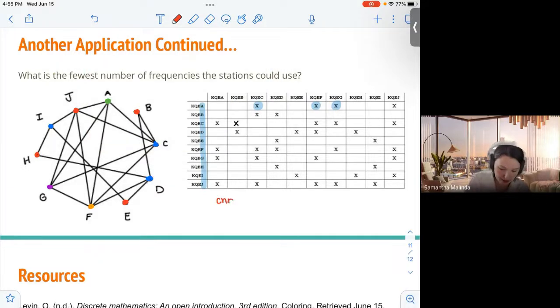So the chromatic number here, and hopefully you did this on your own, is 5. So there are 5 frequencies the station can use. So this is a good practice. Please go back and use this practice.